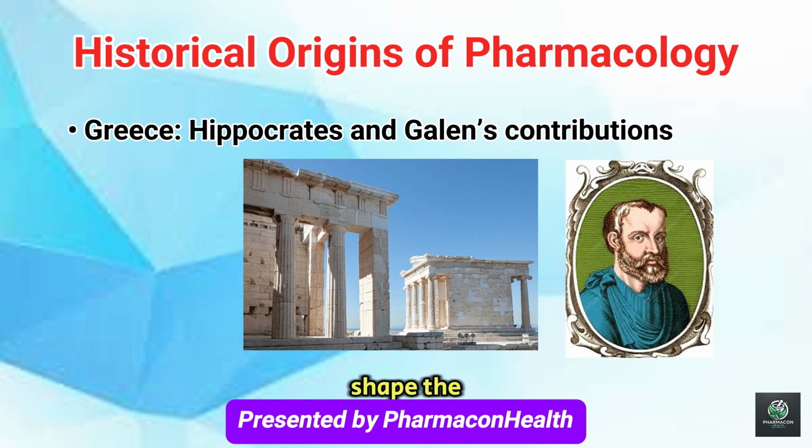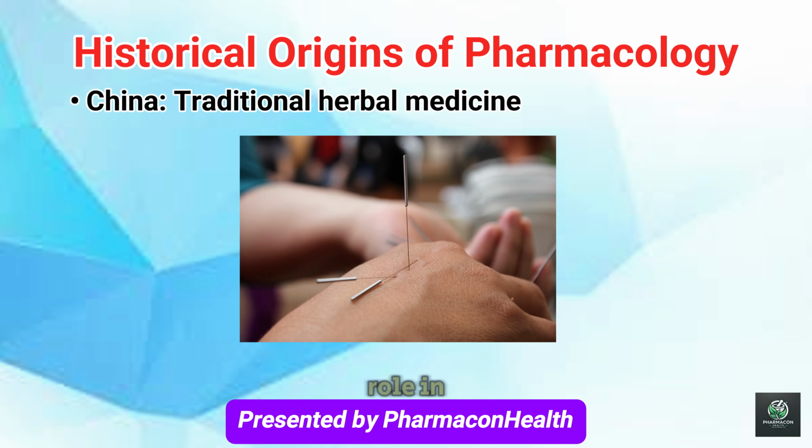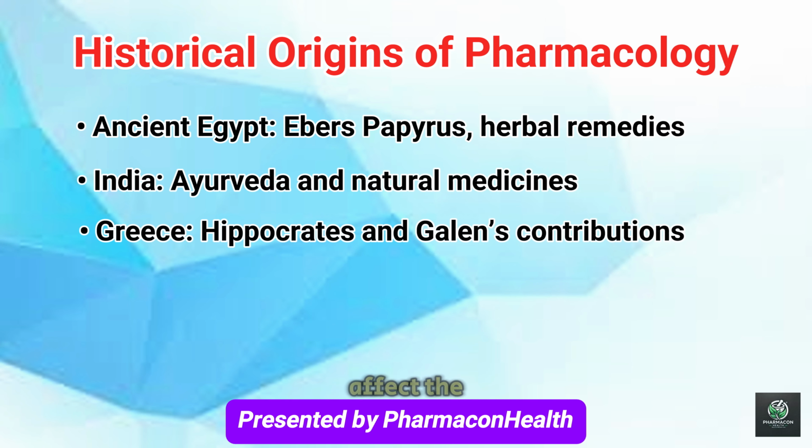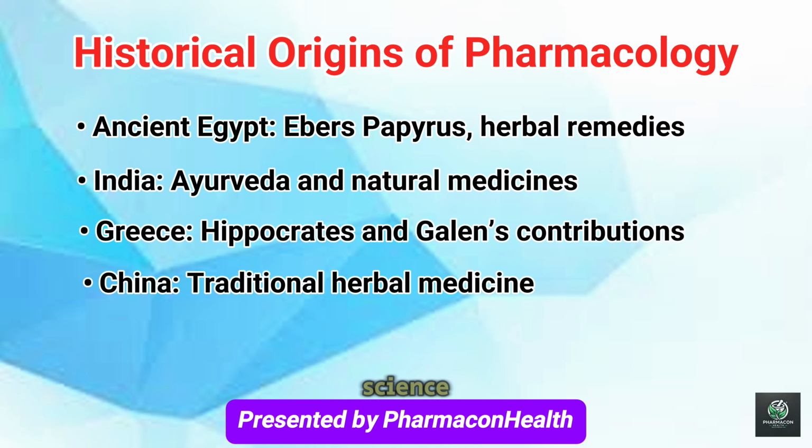This helped shape the idea of precise and rational drug use. In China, herbal medicine played a major role in healthcare. Books like the Shennong Bencaojing listed hundreds of plants and their effects. This tradition still influences pharmacology today. These ancient systems gave us early knowledge about how substances affect the body. Even without modern science, they helped build the foundation for drug discovery.